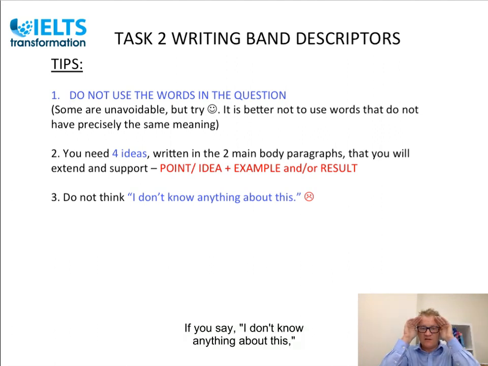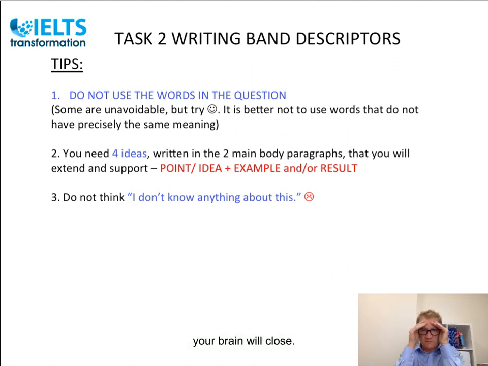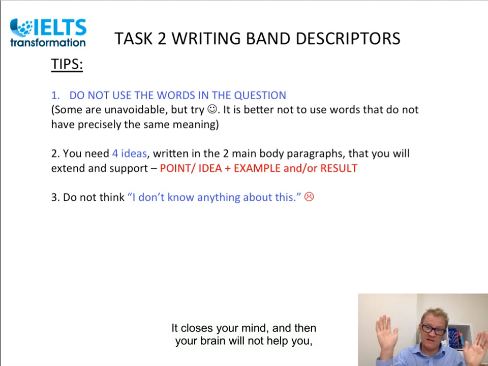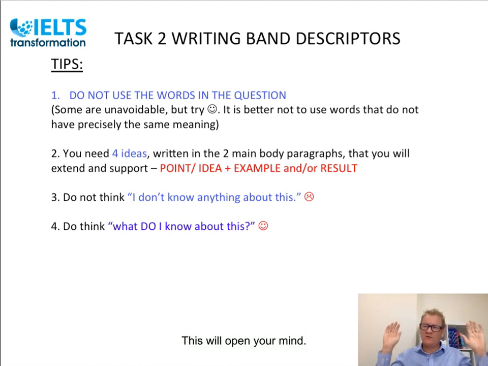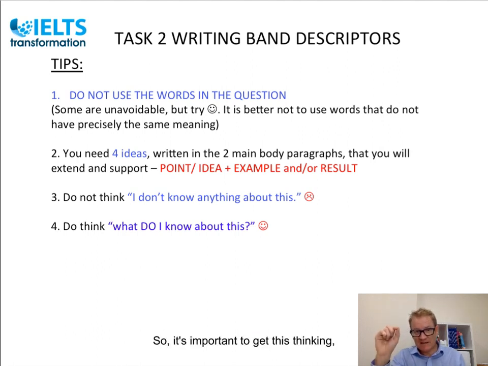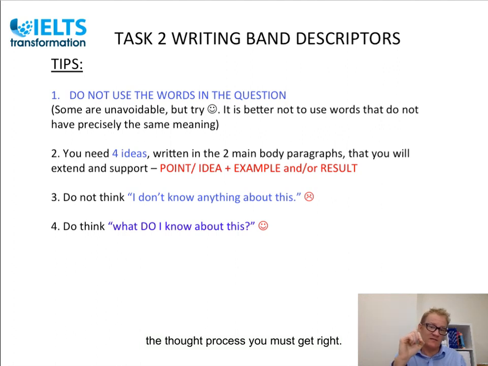If you say I don't know anything about this, your brain will close. I can't do it. I don't know anything about it. Poor me. It's a stupid way to think. Don't do it. It closes your mind, and then your brain will not help you. So don't do that. Do think, what do I know about this? This will open your mind. Oh yeah, I went to university and I did something I liked. I didn't do what my parents told me to do, or whatever the situation. We all know enough. So it's important to get this thinking, the thought process, right.